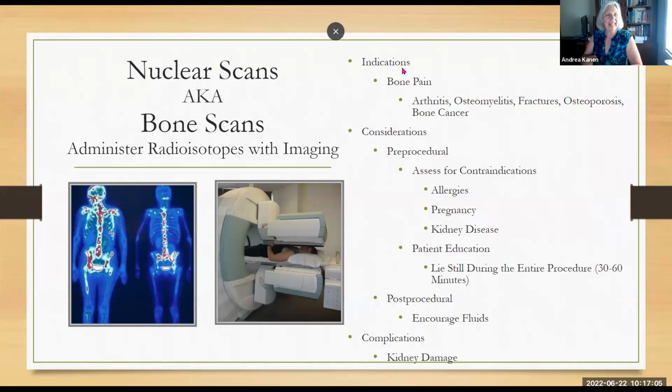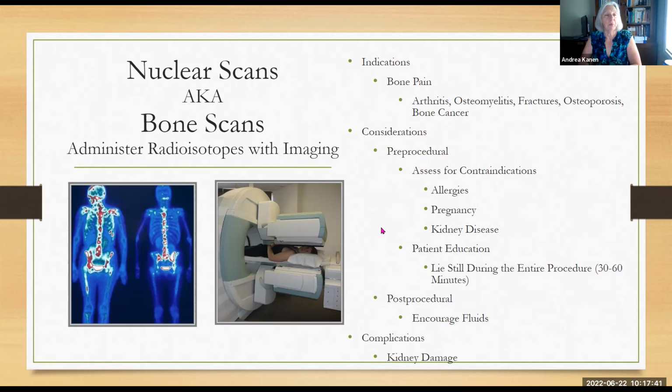Nuclear scans or bone scans. So this is where they use radioisotopes. And you can clearly see in this picture that it allows them to see exactly what's going on here. It is used when people are complaining of bone pain. Well, bone pain can be a lot of things. So this can be used to kind of narrow that field down and try to figure out what's going on.